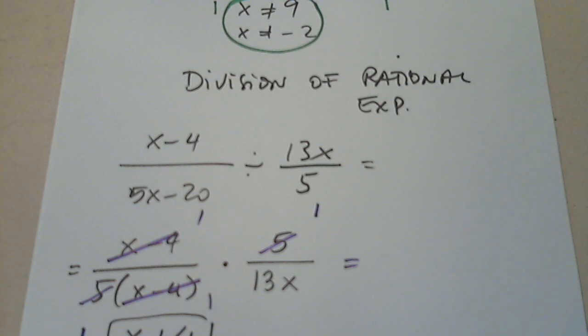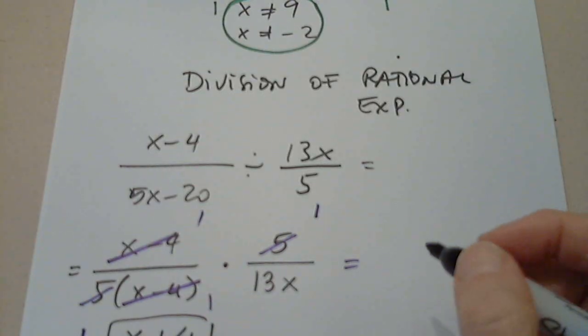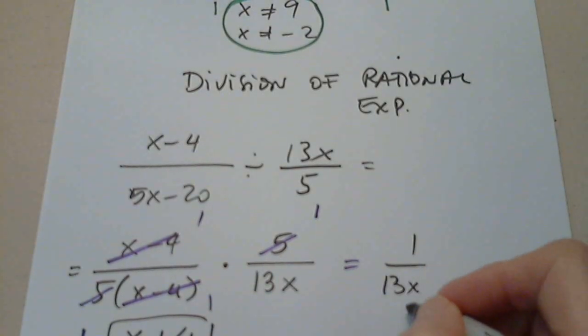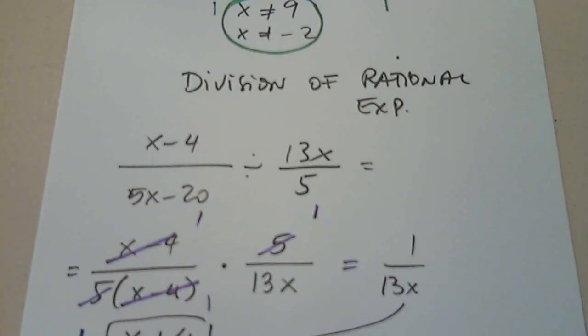So then what is the simplified form? Of course, assuming that x is never 0 or 4. 1 over 13x, assuming these conditions are fulfilled. Otherwise, the whole thing goes away.